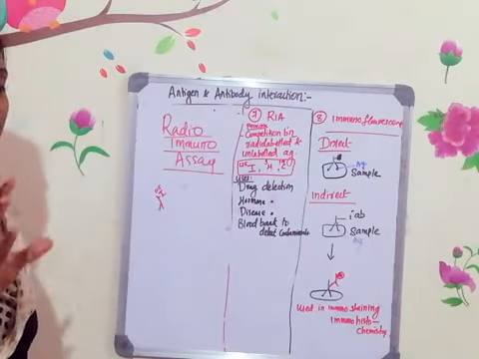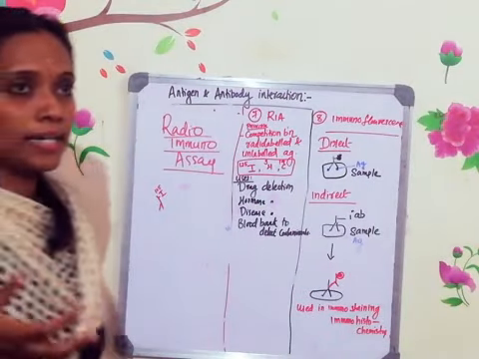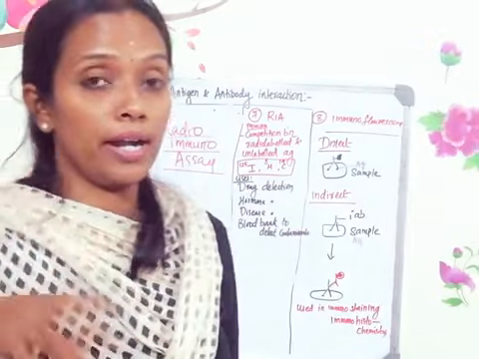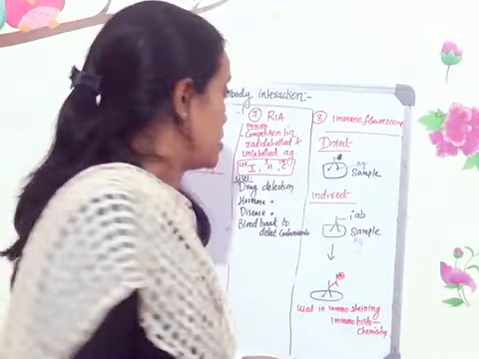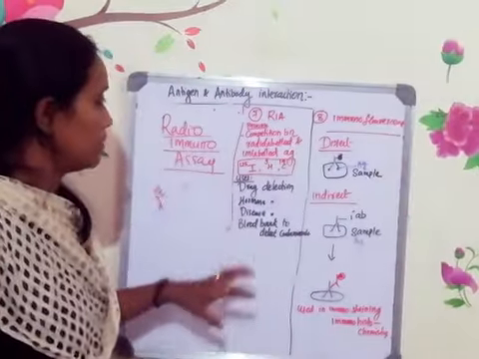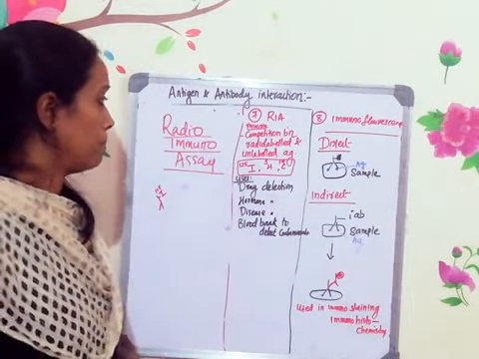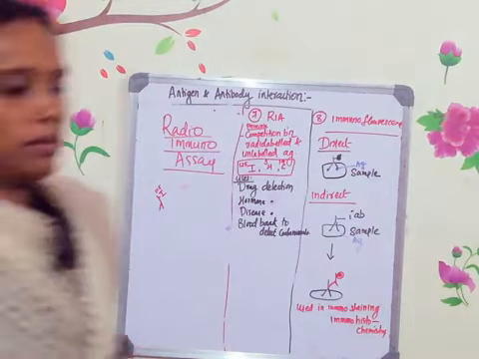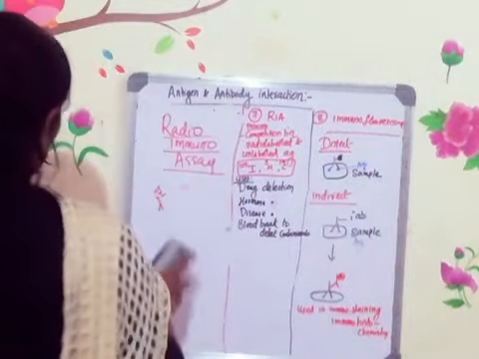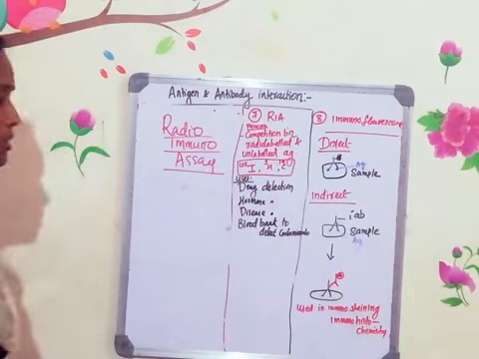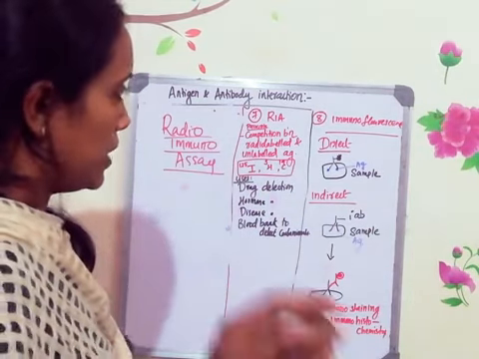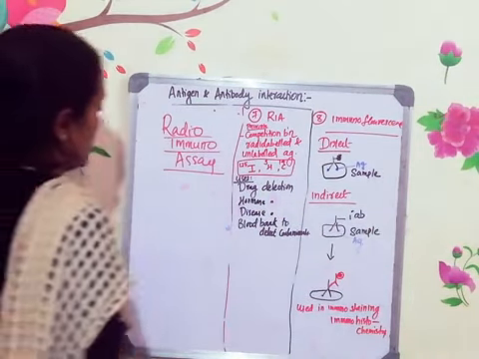So it depends on the radioactivity. In the case of the ELISA technique, depending on the color formed, you can identify the presence of antigen or antibody. Here, depending on the emission of radioactivity, we identify the presence of antigen. This method is widely used, and it gives a result in a very short time period. That is the advantage of this method.